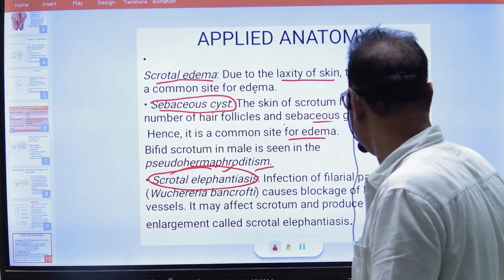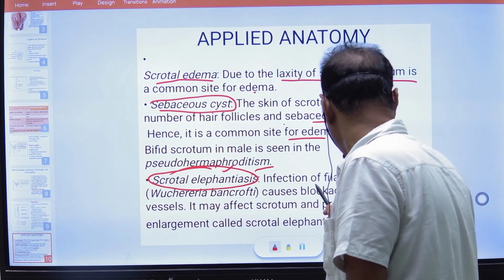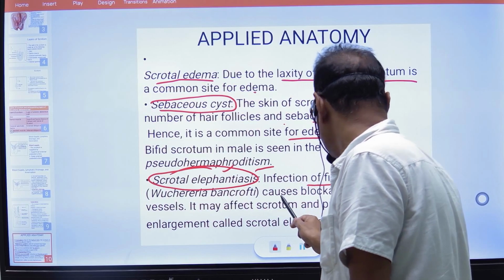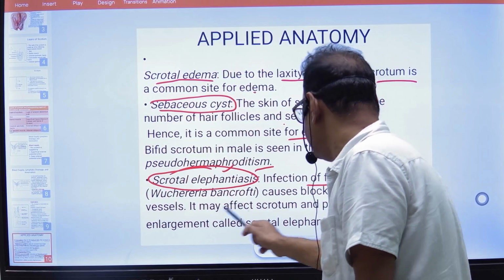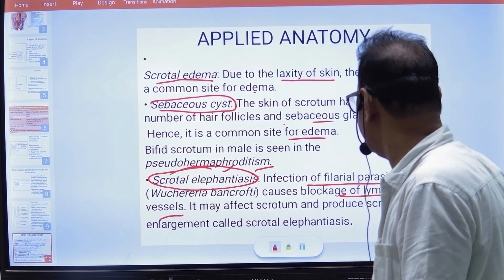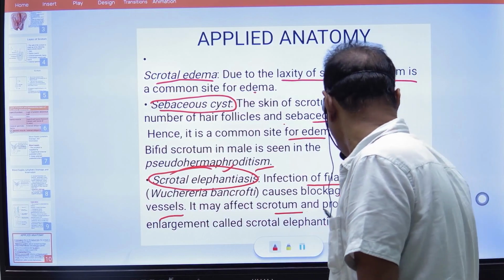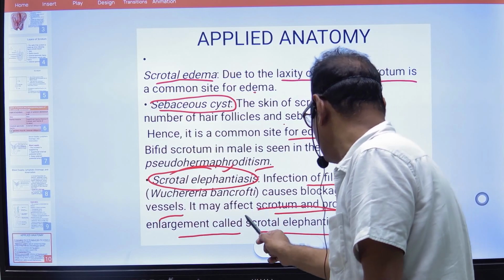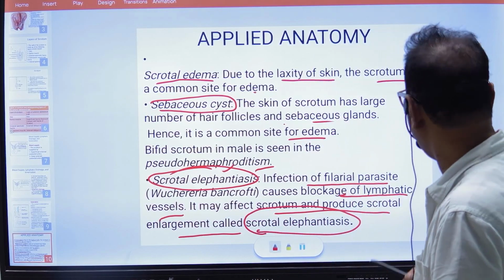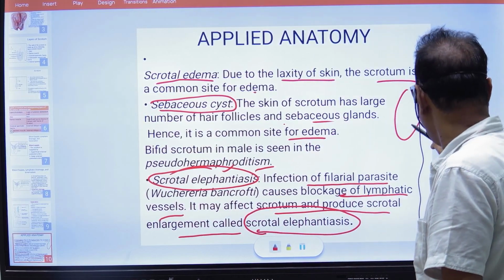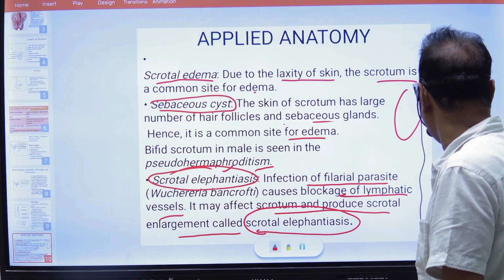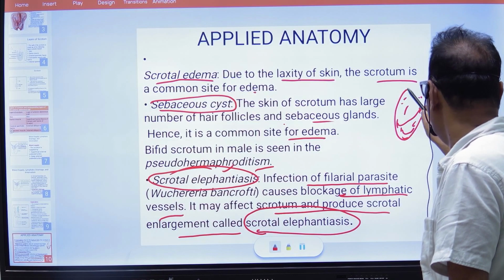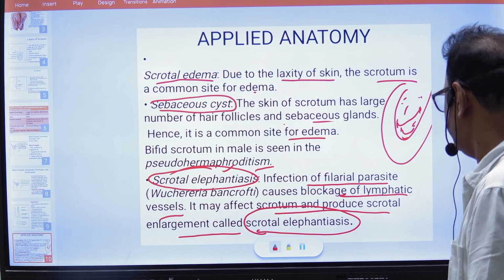Scrotal lymphedema is due to infection by the filarial parasite Wuchereria bancrofti, which, as we already know, causes blockage of the lymphatic vessels. ये lymphatic vessels को block कर देंगे and affect the scrotum and produce scrotal enlargement called scrotal elephantiasis. अगर scrotum का lymphatic drainage block हो जाएगा, तो fluid will accumulate over here, and this excess fluid will cause the elephantiasis.